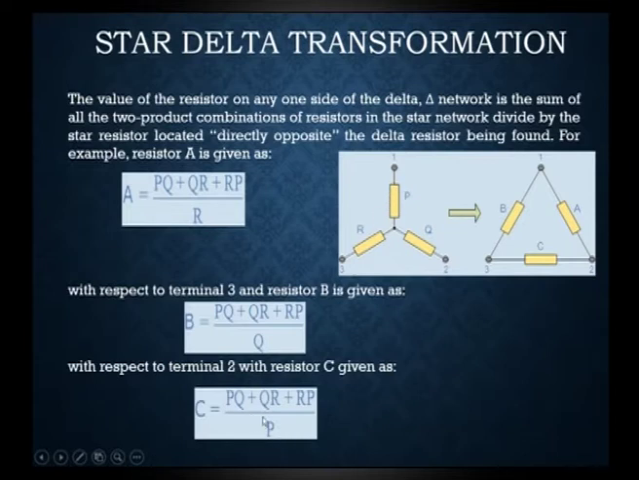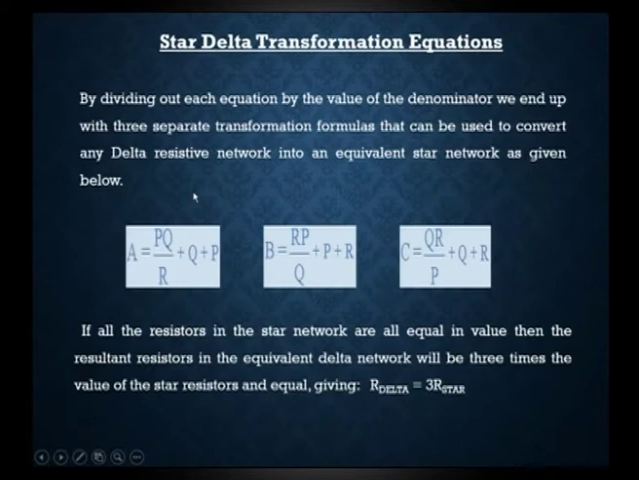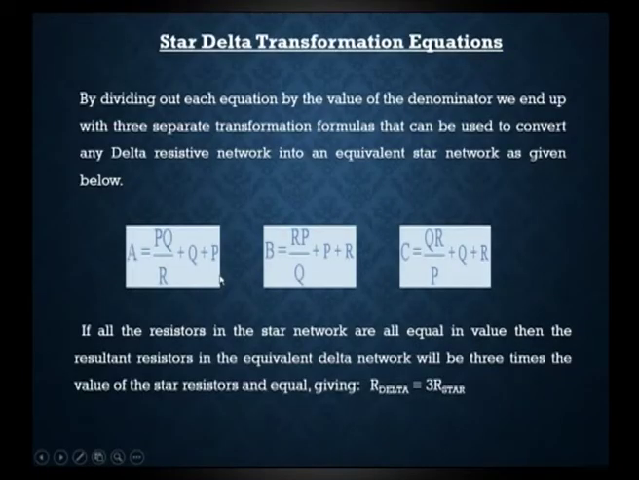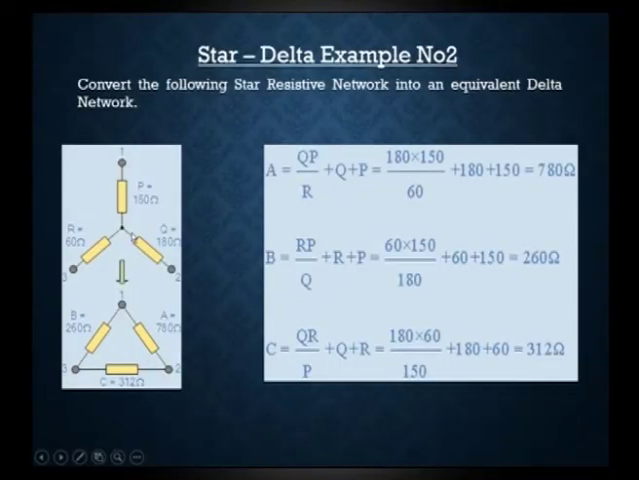So, this is a very simple way of knowing the values of a delta network through the star network, and the formulas will be helpful for star to delta transformation. Star to delta transformation has 3 formulas, which can also be written by dividing the numerator by each term of the denominator, so we can rearrange the A, B, C values like this also. This is useful if the resistors in the delta connection have equal values. Let us convert star to delta with this example to understand better.